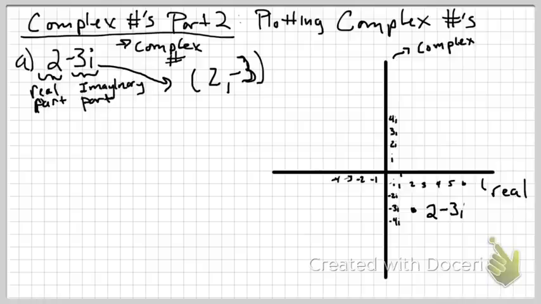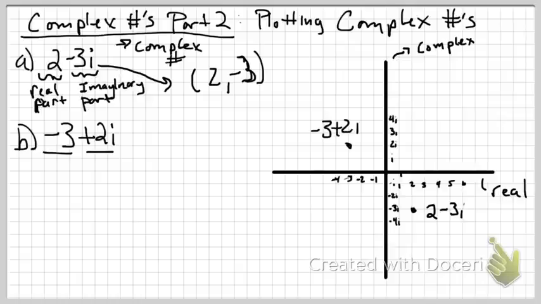Let's do another one. If I have B, let's do -3 plus 2i. The real part is -3, so I have to go left 3 from the origin. The imaginary part is 2i, so I have to go up 2. So if I go left 3 and up 2, that is that coordinate right there. This is -3 plus 2i. That's where I would plot that complex number.